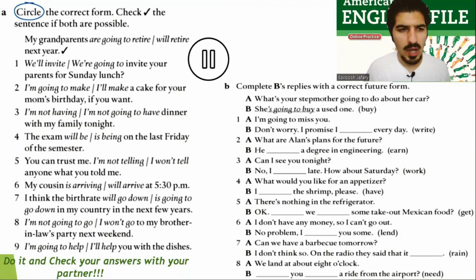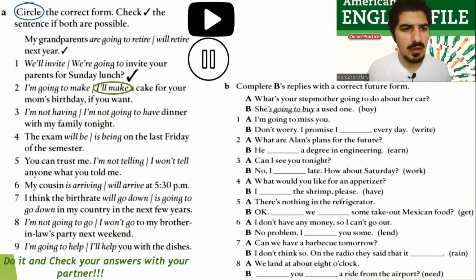All right, number one. We'll invite your parents for Sunday lunch. Or you can say, we're going to invite your parents for Sunday lunch. Both of them are correct. Number two, I'll make a cake for your mom's birthday if you want. Number three, I'm not having dinner with my family tonight. All right? Or you can say, I'm not going to have dinner with my family tonight.